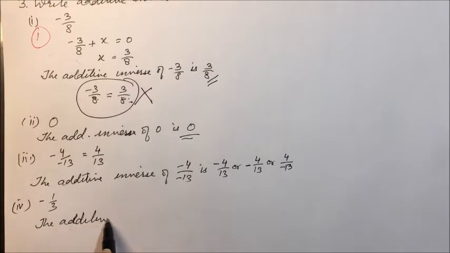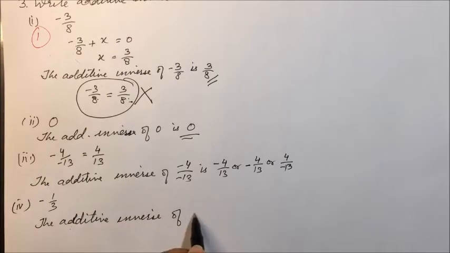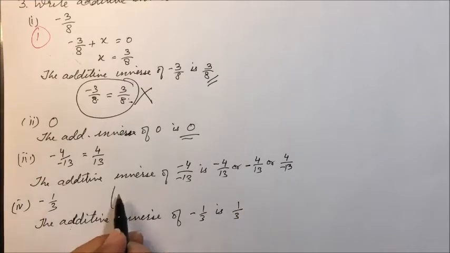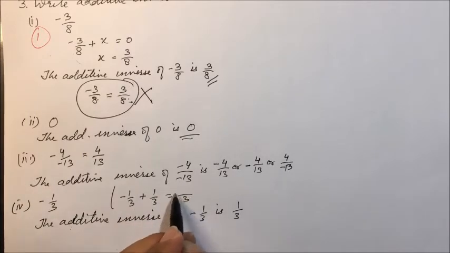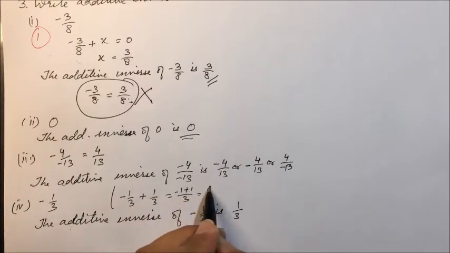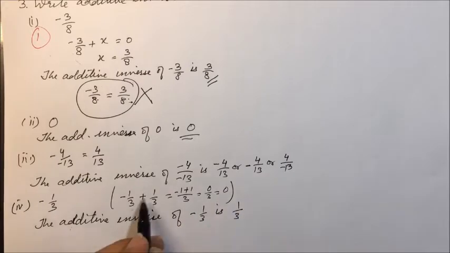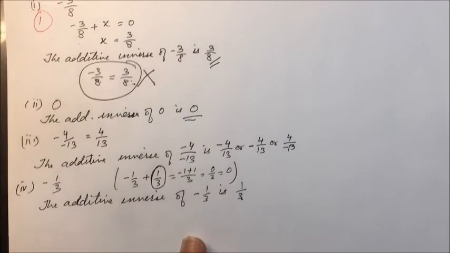The additive inverse of minus 1 by 3 is 1 by 3. You can see as well, minus 1 by 3 plus 1 by 3. How much? Take the LCM 3, minus 1 plus 1, 0 upon 3, that is 0. So this is the additive inverse. 1 upon 3 is the additive inverse of minus 1 by 3.